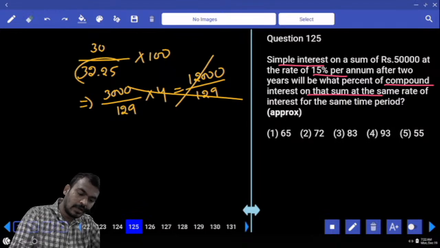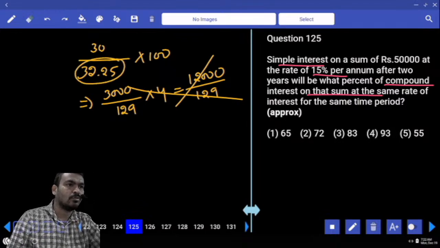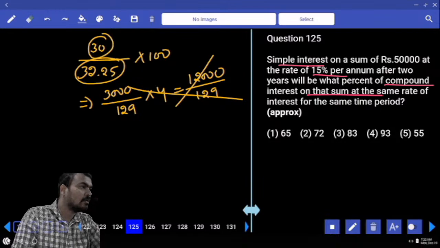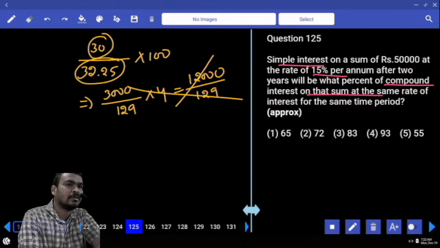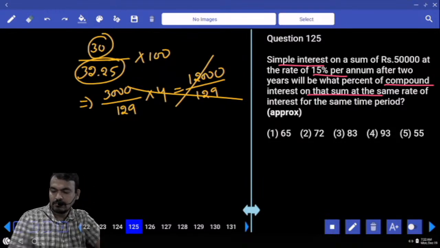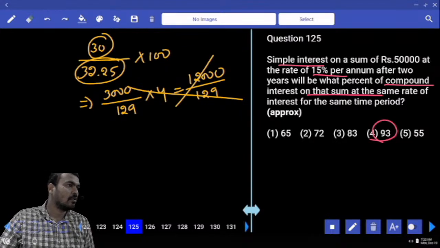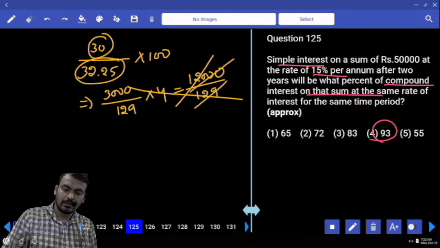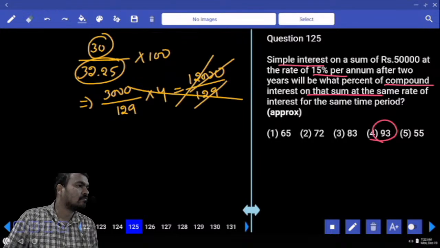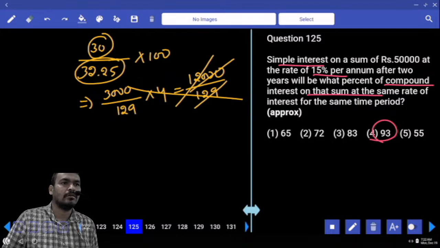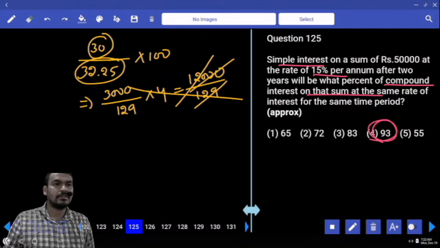What is the 100% value? 32.5. What is the numerator? 30. We get nearby 100%, or not? What is the nearest value? 93, or not? Okay. Or 129 is less than 100 times, or not? But nearby 100 times value, or not? Which one? 93, or not?